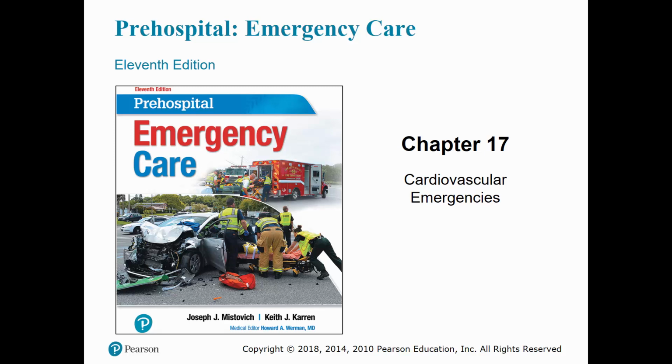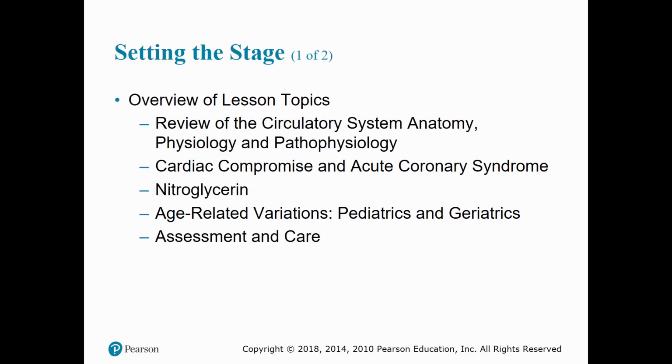Hey guys, so today we're going to be covering Chapter 17, which covers cardiovascular emergencies. In this chapter, we're going to review the circulatory system as far as the anatomy, physiology, as well as pathophysiology of it. We'll cover what acute coronary syndrome is and what cardiac compromise is. We'll cover the medications that we use for chest pain for cardiovascular issues such as nitroglycerin, as well as some age-related variations that you'll see between pediatrics and geriatric patients, as well as how we assess and care for the patients.